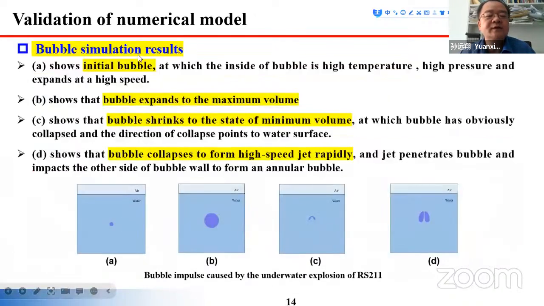Now for the bubble simulation. This is the initial bubble. This is the bubble expanding to its maximum volume. This one is the bubble shrinking to its minimum state. The last one is the bubble collapsing to rapidly form a high-speed jet.